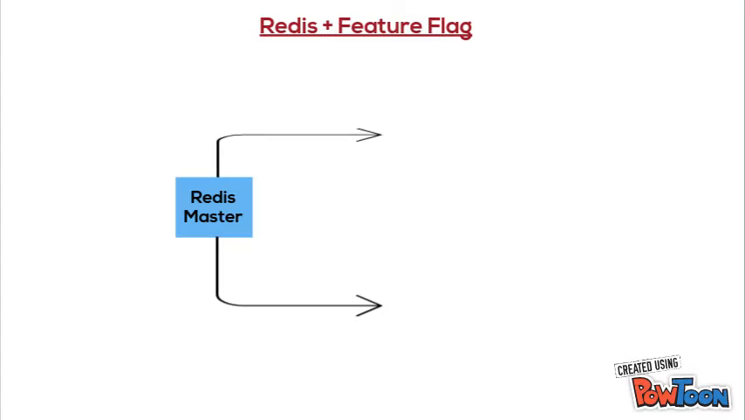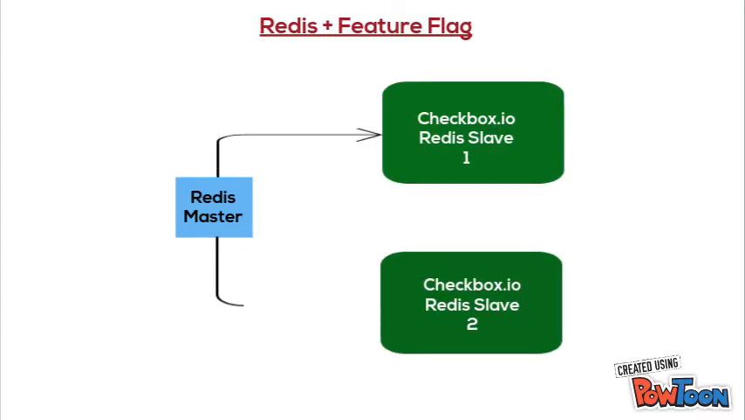The node running load balancer also acts as a Redis master and each of the deployment servers as Redis slaves. We use Redis cluster to implement feature flags which enables or disables certain features in Checkbox.io.